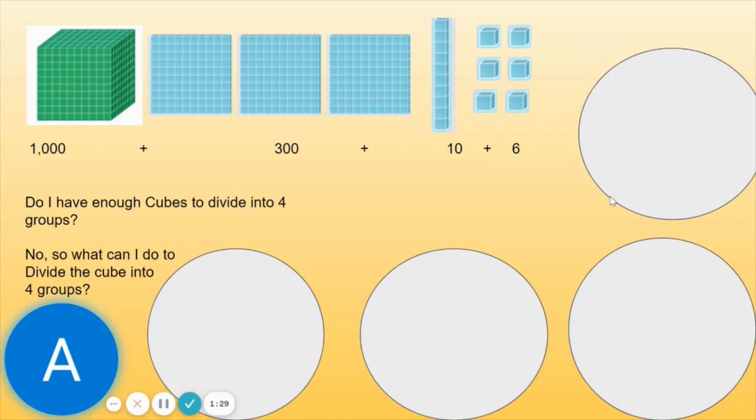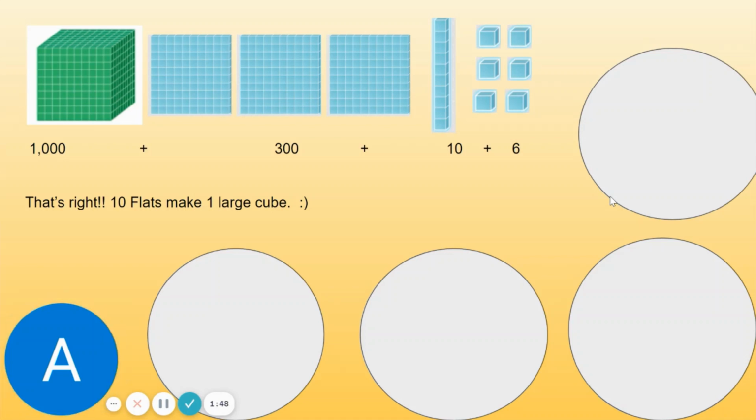So let's go ahead and start. Do I have enough cubes to divide into 4 groups? No. So what can I do to divide the cube into 4 groups? Because I know if I just grab that one cube, will I be able to put it into 3? No. So does anybody know any facts about this big cube?